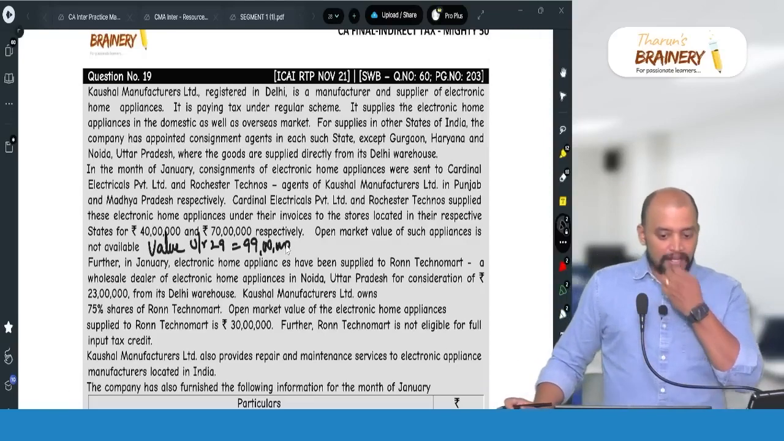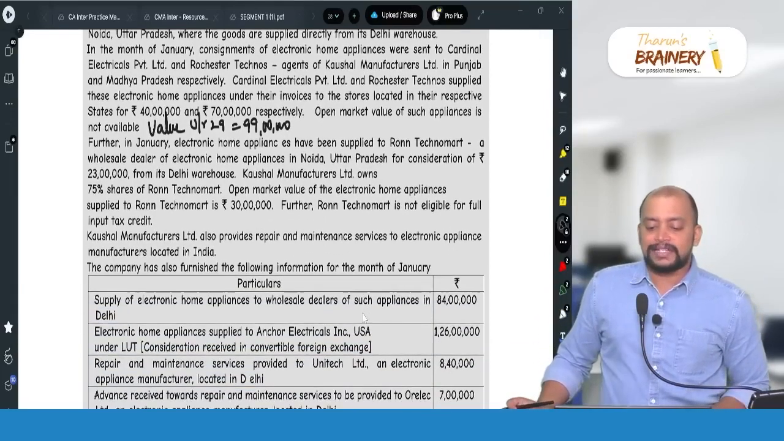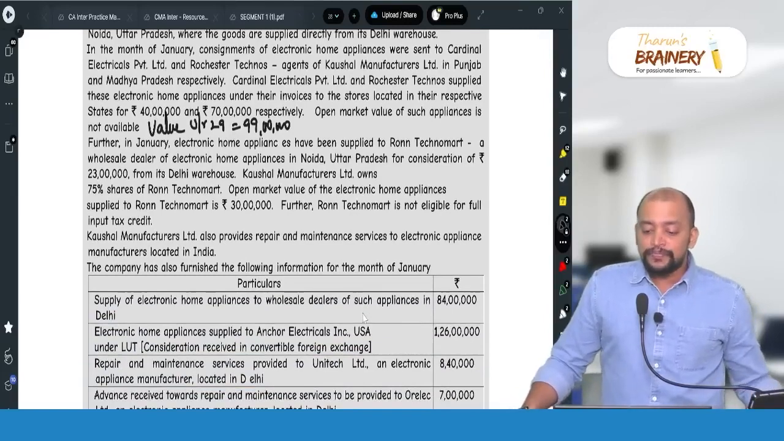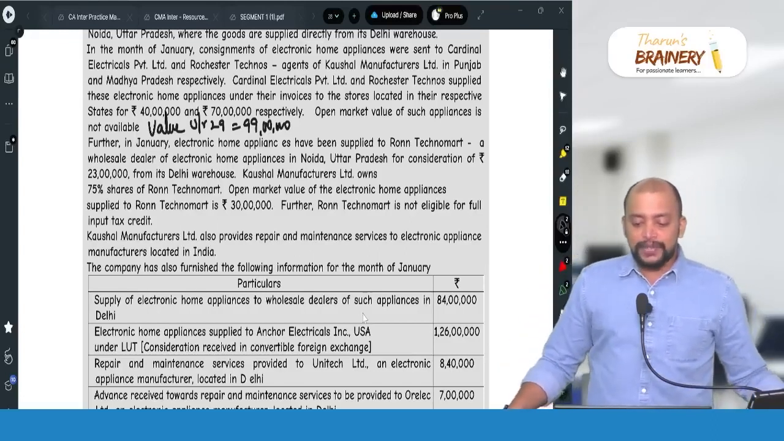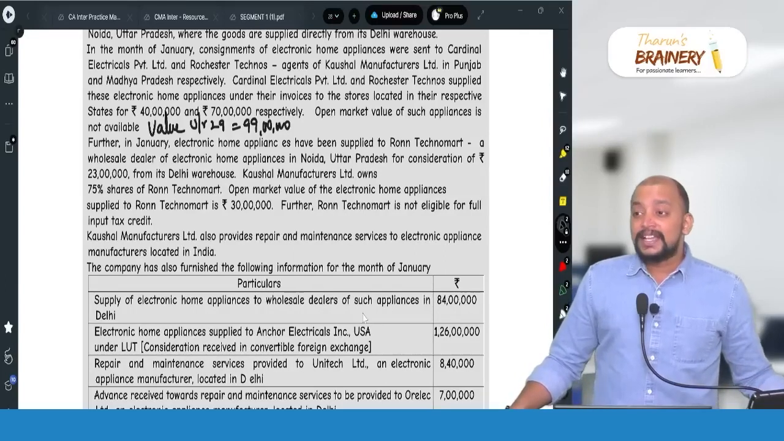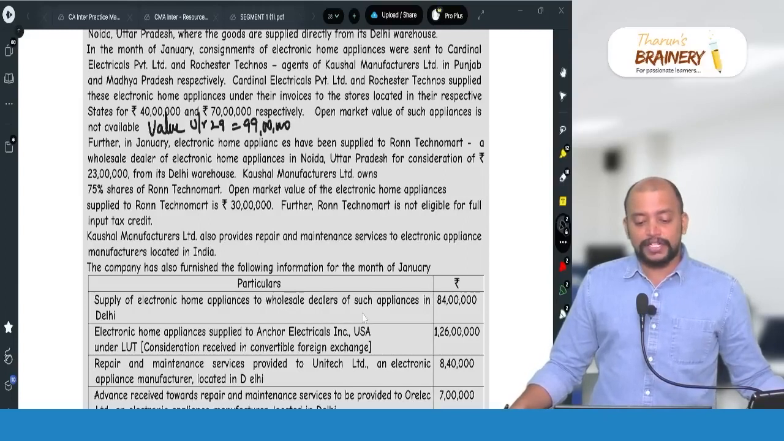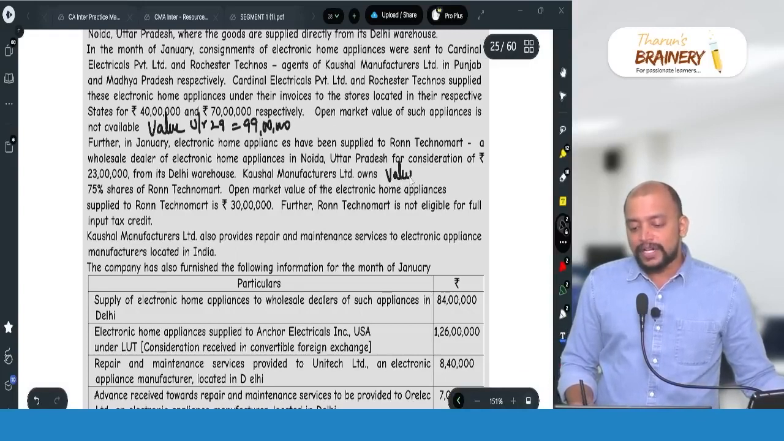Then further, in January, electronic home appliances have been supplied to Ron Technomart, a wholesale dealer of electronic home appliances in Noida, Uttar Pradesh, for a consideration of 23 lakhs from its Delhi warehouse. Kaushal Manufacturers Limited owns 75% shares of Ron Technomart. So now this will come under value under rule 28. So what is the value under rule 28?